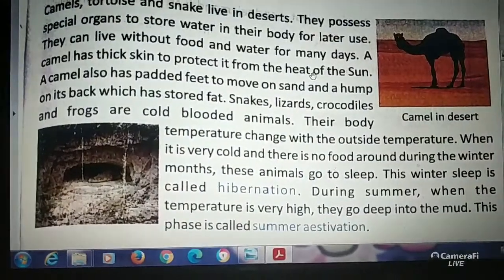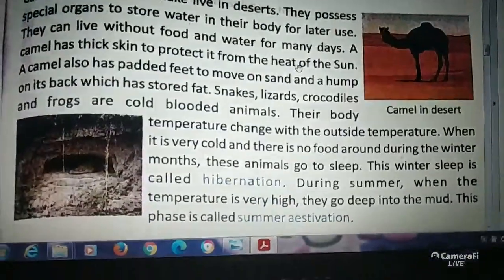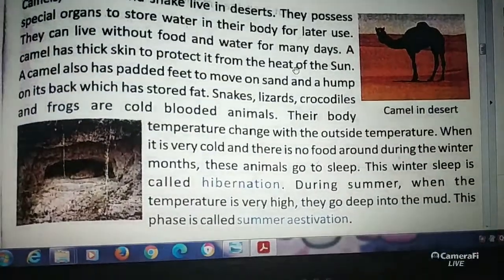Yes, polar bears live in cold climates. They have to keep themselves warm. Okay, thank you.